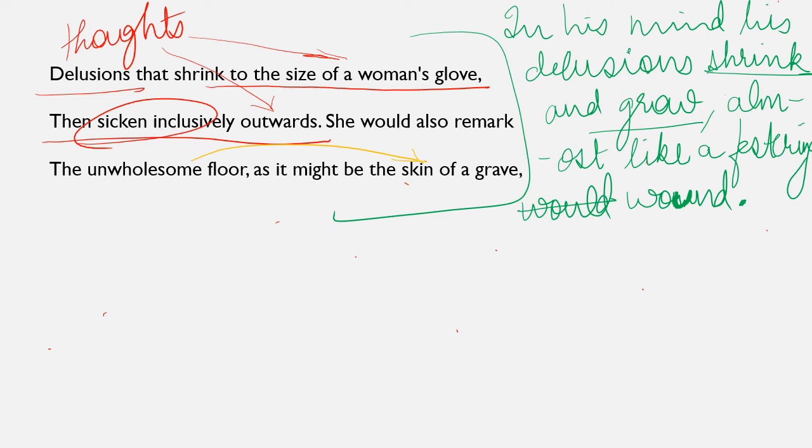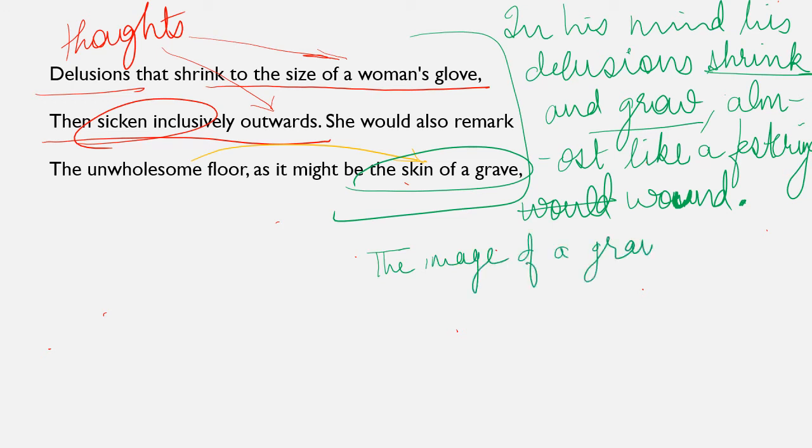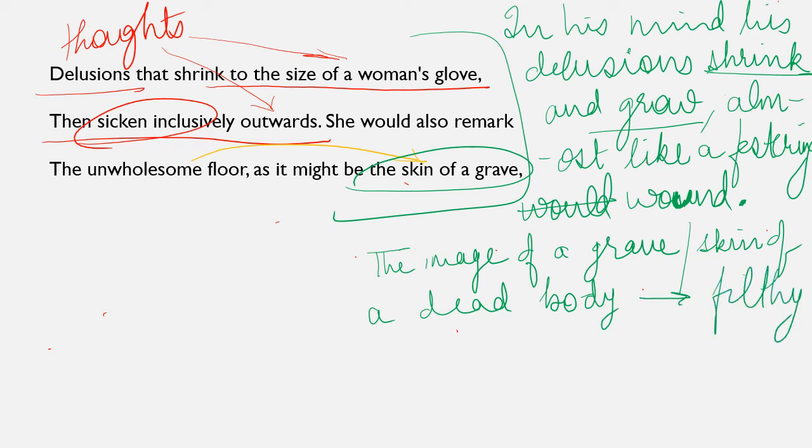And then he says it is the image of a grave. This is also a very fearful, very horrible image that he is creating. The image of the grave. You can compare it like the skin of a dead body. These are the kind of filthy thoughts that he carries in his brain. So these are the symbols of the thoughts that he carries in his brain.